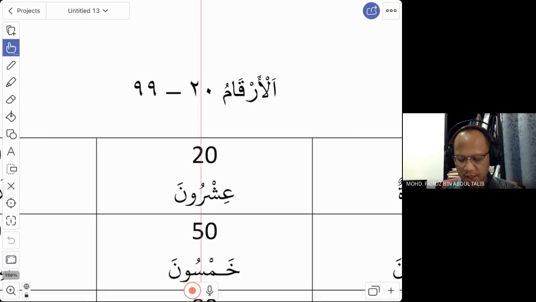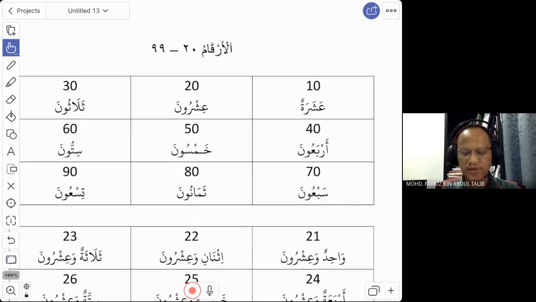You have learned 10, you have learned 20. First, we are going to learn how to say 30, 40, 50 until 90. Then only we will look at 21, 31, 41, 55, 67, and so on. Let us look at the first table. This is for the numbers from 10 to 90.